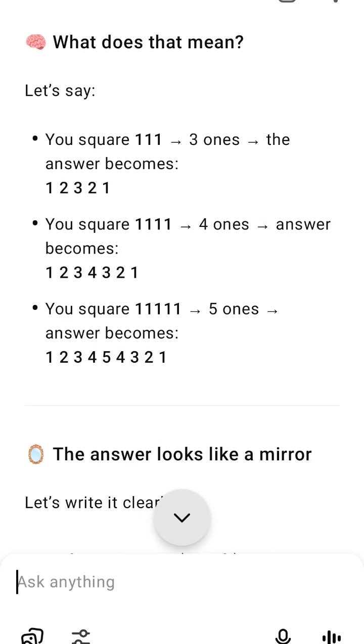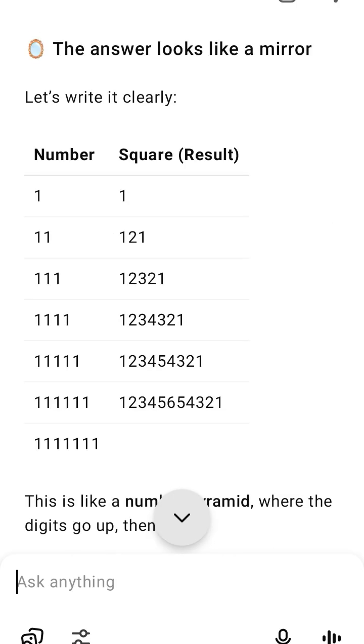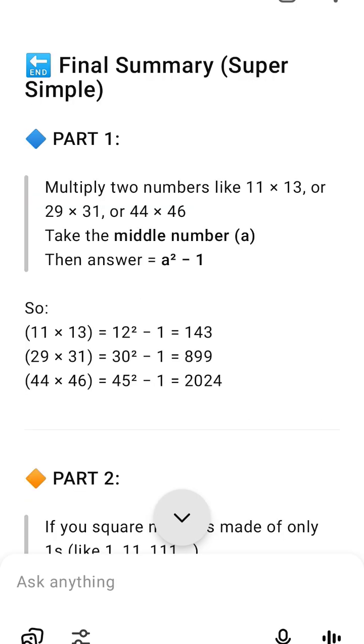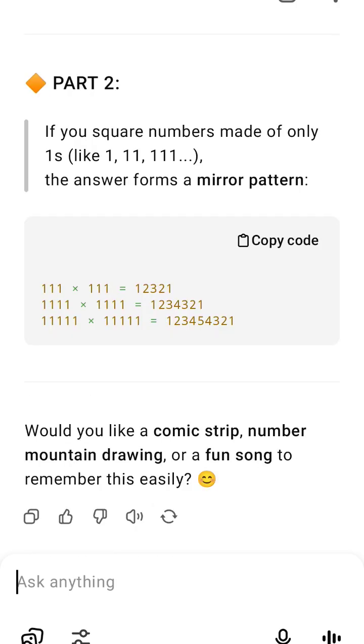Part 2. If you square numbers made of only ones, like 11 and 111, the answer forms a mirror pattern. 11 times 11 equals 121. 111 times 111 equals 12321. 1111 times 1111 equals 1234321. 11111 times 11111 equals 123454321.